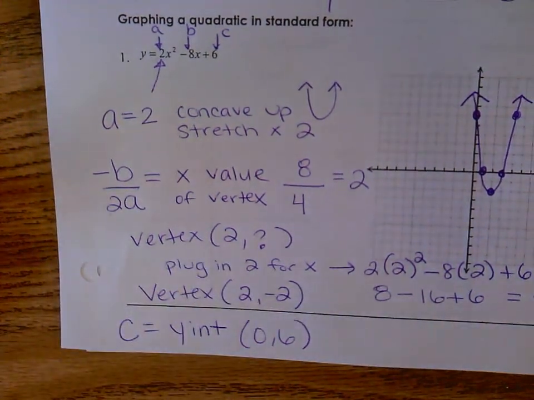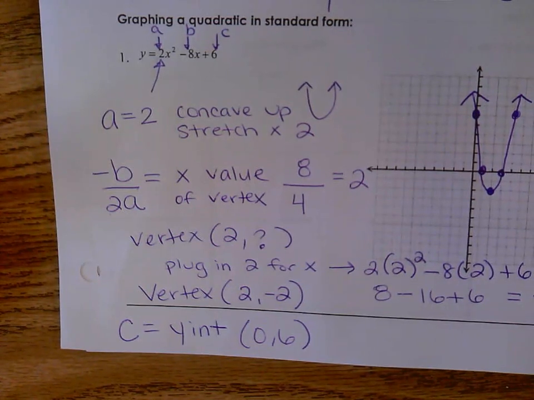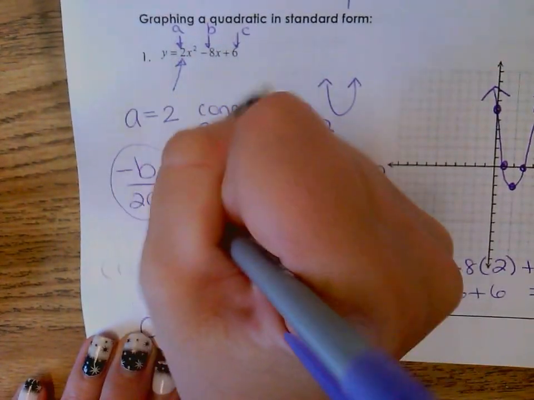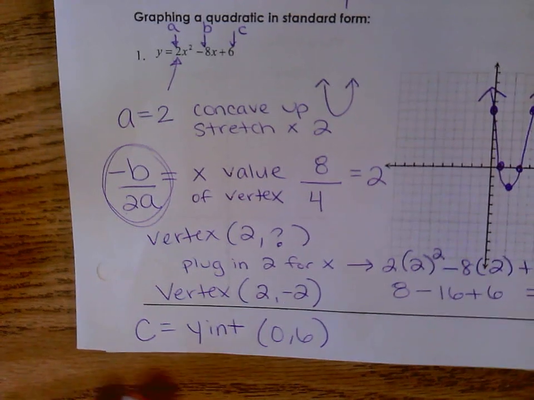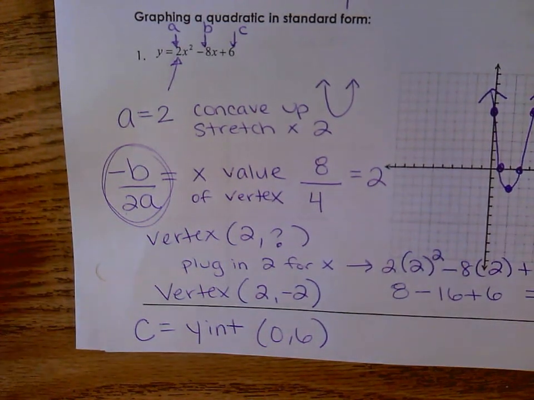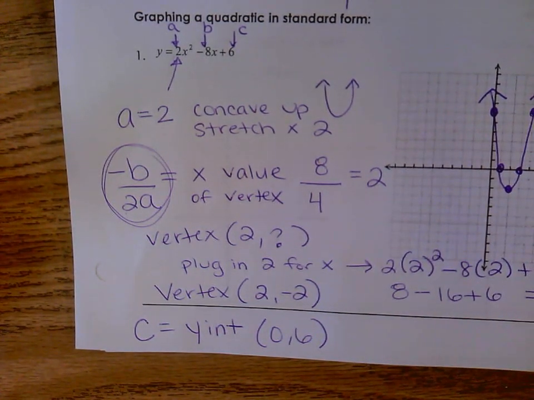The reason is, if I'm on the y-axis, what does x have to be? X is always 0. What happens when you plug in 0 for x? You get 6, right? So these are called the A, B, C's. So the A is your concavity. The B, you're going to have to memorize this formula right here, negative B over 2A. And then the C value, if you forget it, it's not the end of the world, but it's a y-intercept. It's a way to check your answer.